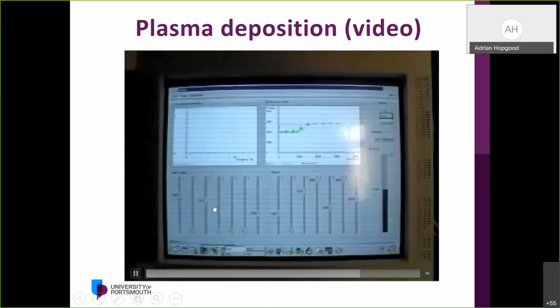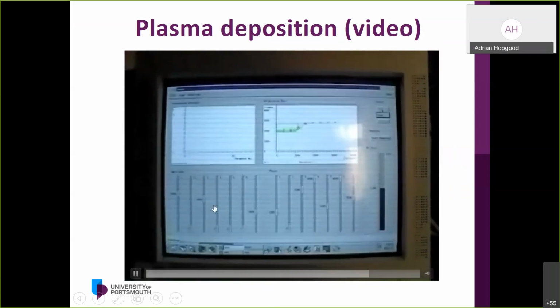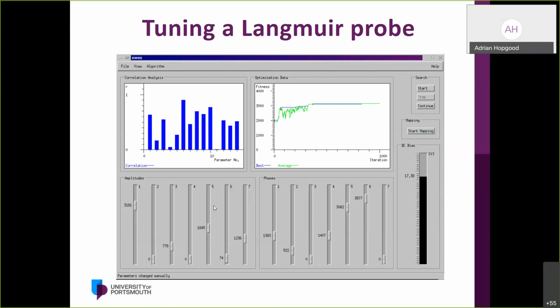Remember, I mentioned that as an optimization problem, which looked just like this. So that was that problem I mentioned earlier. Just one part of this overall team problem of controlling the plasma deposition is keeping this Langmuir probe, which measures the electron energy, keeping that tuned. And that's using a genetic algorithm.